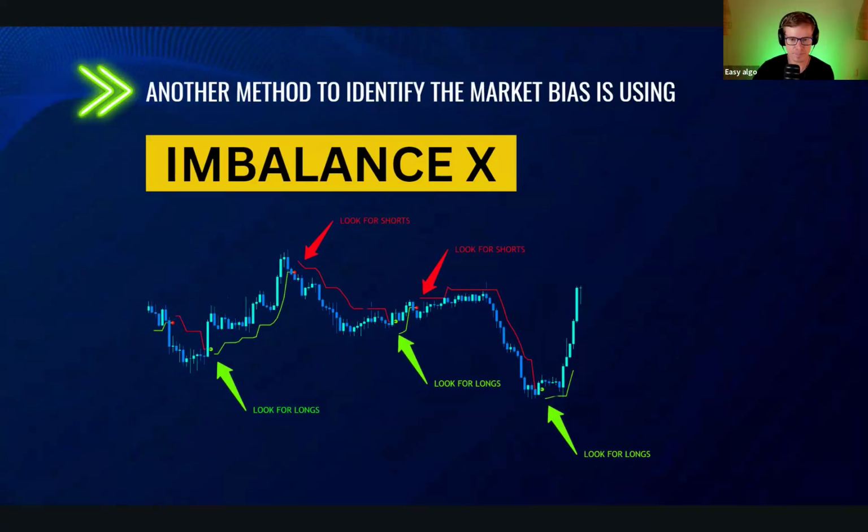Another method we use to identify the market bias is we use another one of our tools called Imbalance X. Imbalance X is also another price action indicator. We mostly specialize in price action indicators because they function primarily off of what's happening within price action, with what the candles are doing, with what is actually happening on the chart.